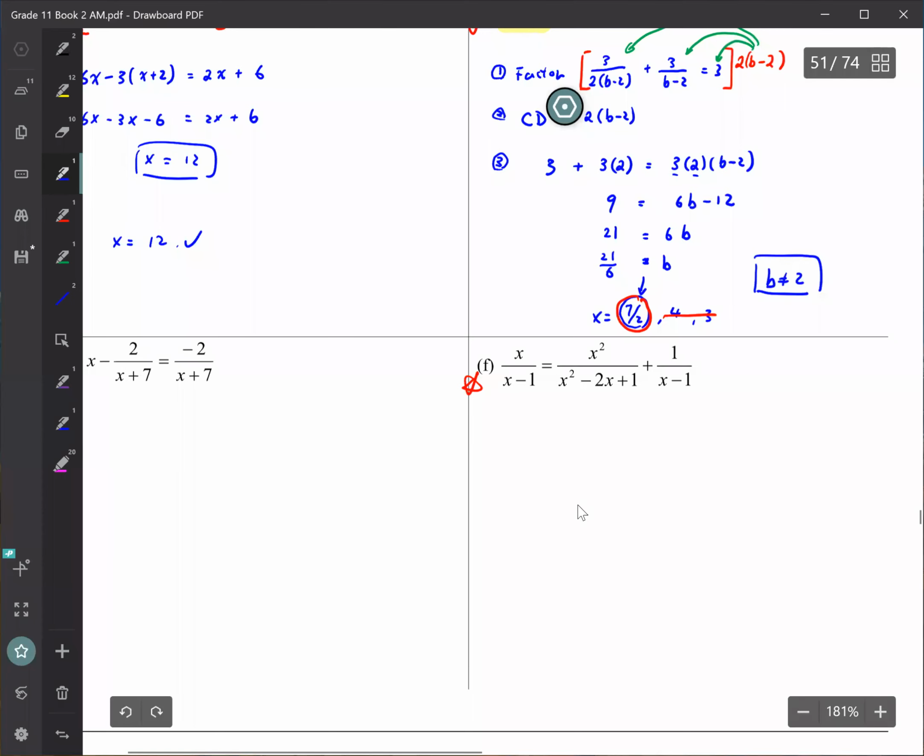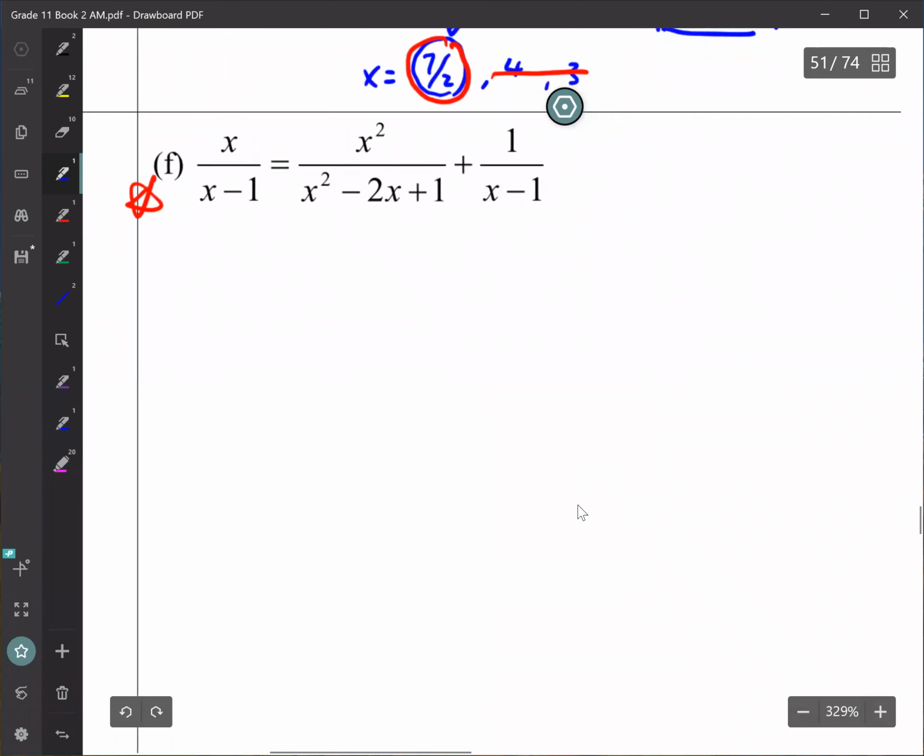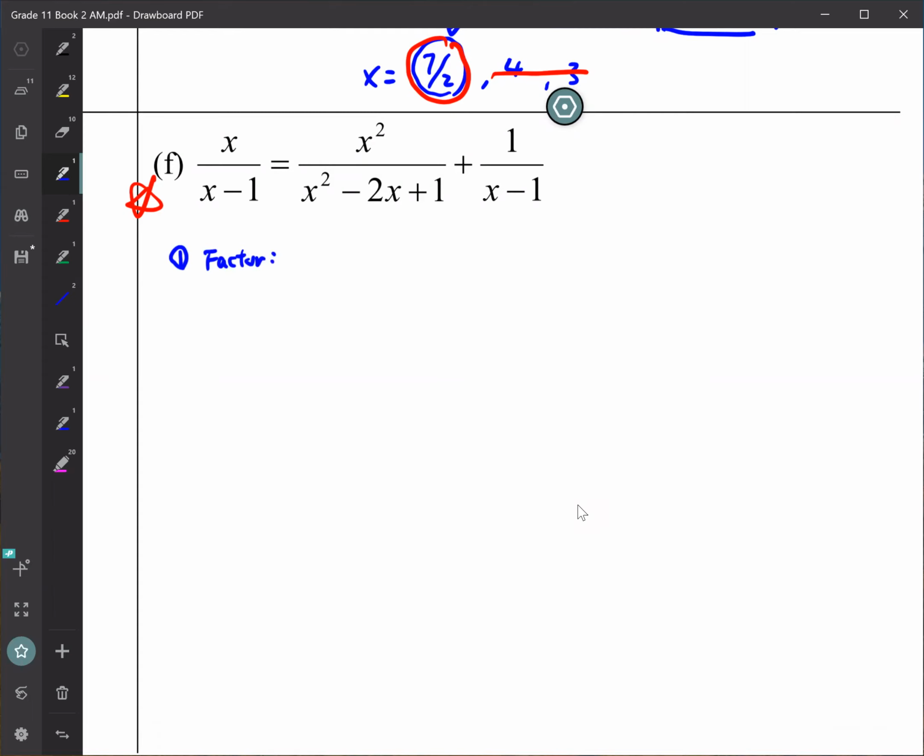Right, so let's continue with question F. Same thing, factor whenever possible, and then get a common denominator. Go ahead, you can start now. So factor. Okay, so think about which one can be factored. And then get a common denominator. And then we will multiply both sides by a common denominator.